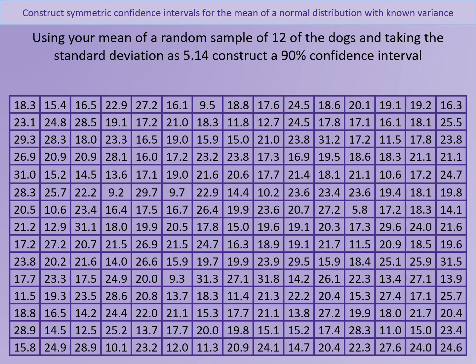Going back to the data with the masses of the dogs, we are going to take a random sample of 12 dogs. We are going to use the standard deviation of the population as 5.14. This has been given in the question. And using this, we will construct a 90% confidence interval. So first we take a random sample.